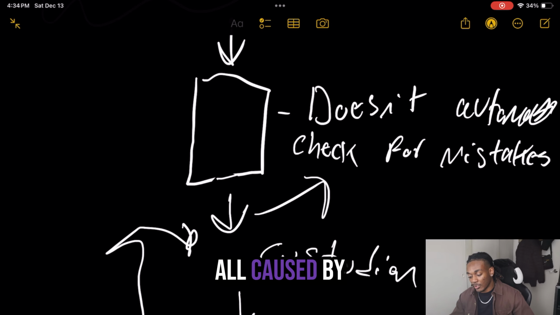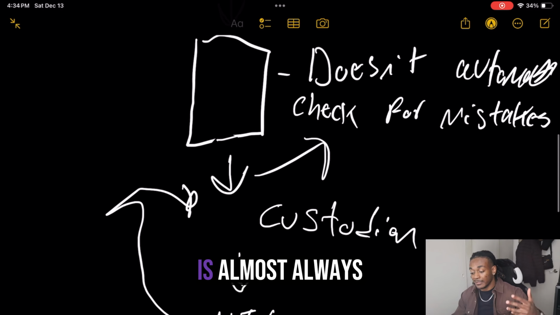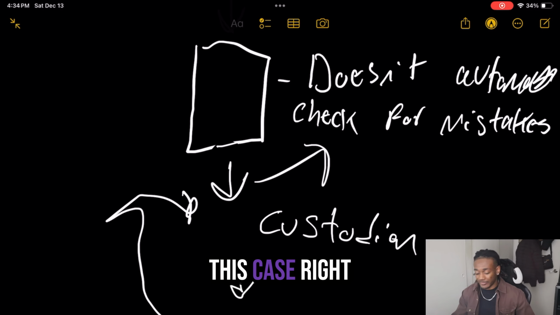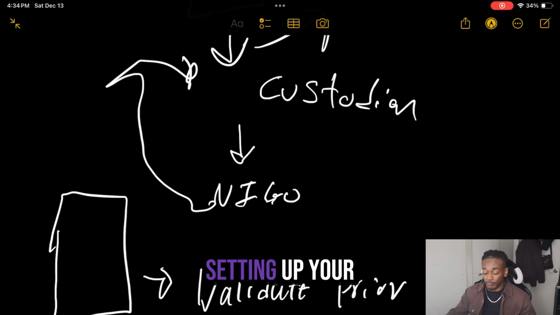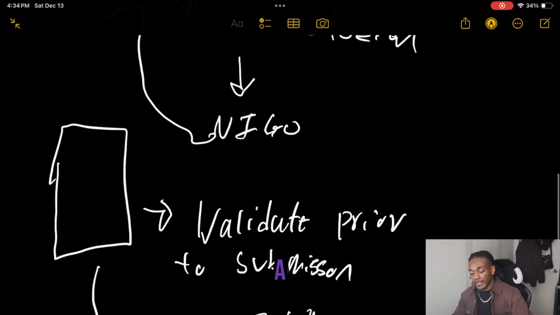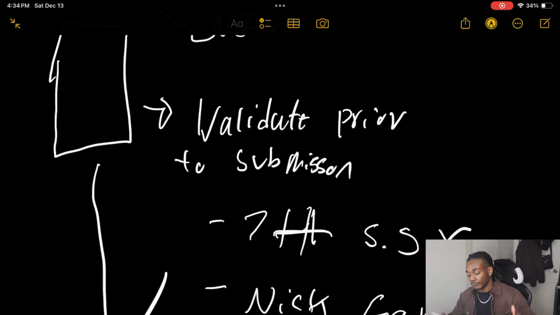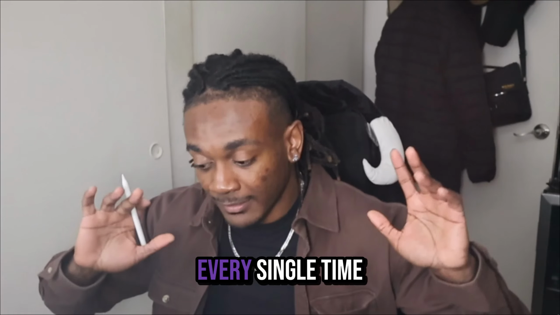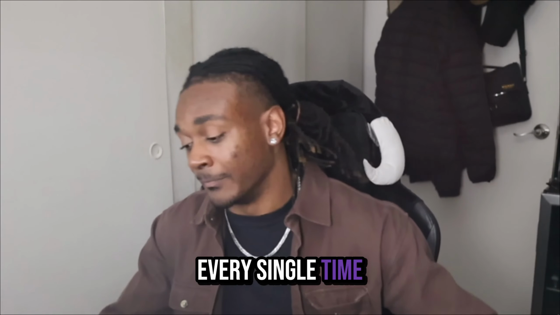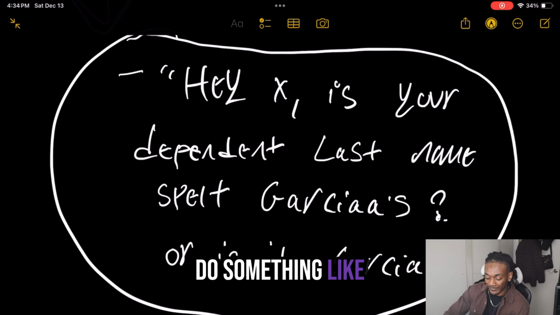And this is all caused by a faulty system to bring in the clients. The back end is almost always the issue in this case, right? It's always dealing with how you're setting up your form and the system to bring it in from point A all the way to the end, into your CRM, to the custodian, etc. It all starts with the form and the process of taking all the information every single time. I'm telling you, every single time. But thankfully, going into 2026, we have systems that can do something like this.